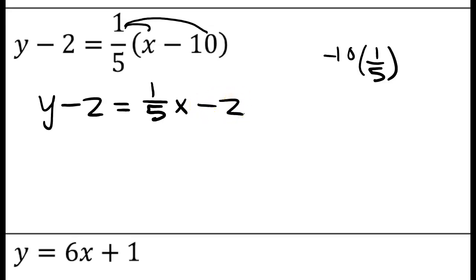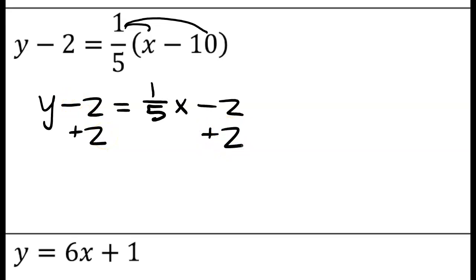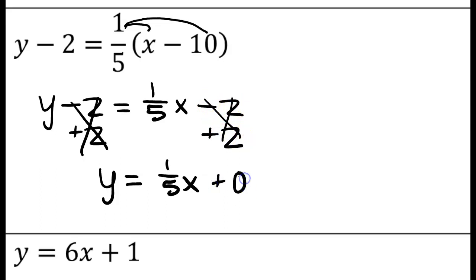So I'll write -2. Now the only thing left to do is make sure the y is by itself. Let's add 2 to both sides because this is subtraction, and we want to do the opposite. So let's add 2. On this side, -2 plus 2 cancels out. You get y equals 1/5 x. -2 plus 2 also cancels out, so I'm just left with 0. If you want to write plus 0, if you just want to leave it blank, that's totally acceptable.